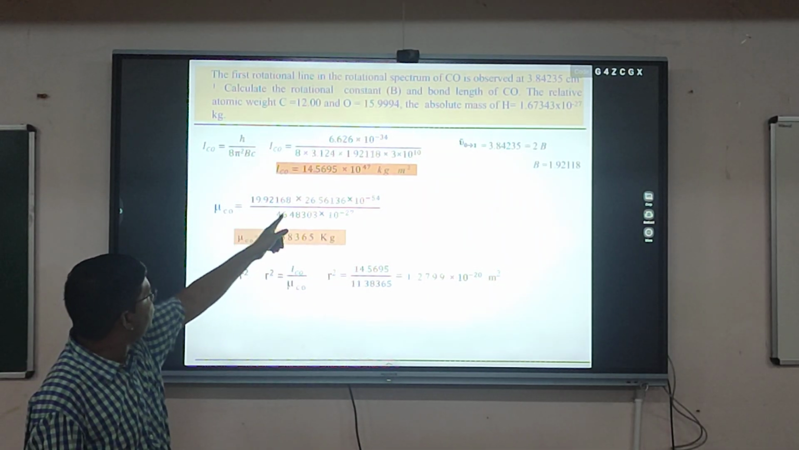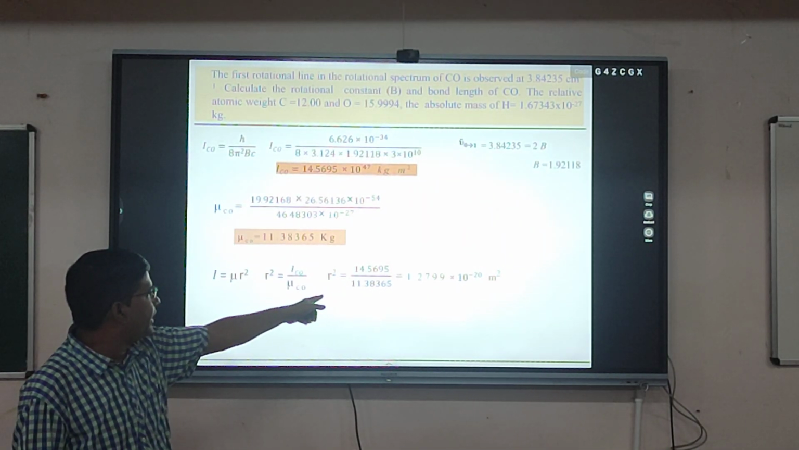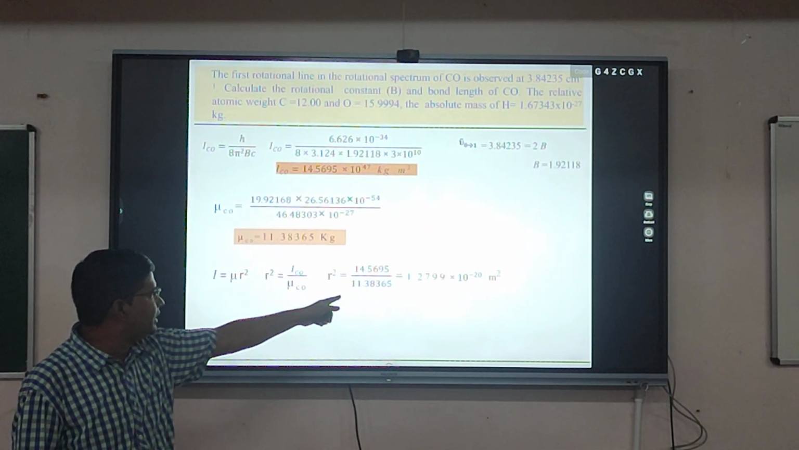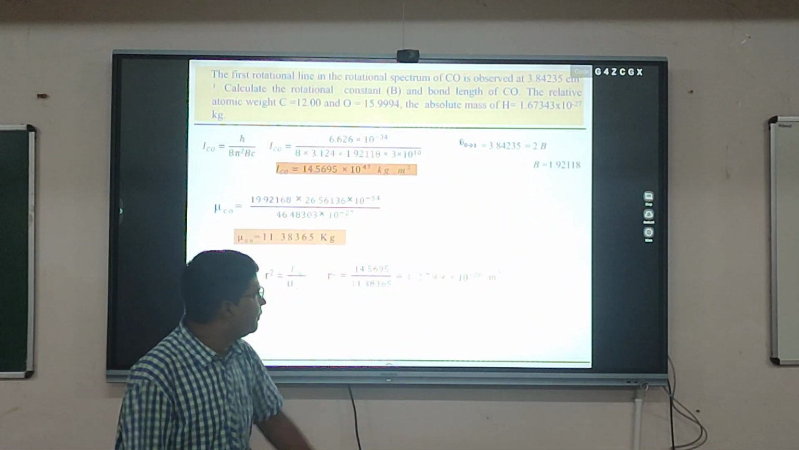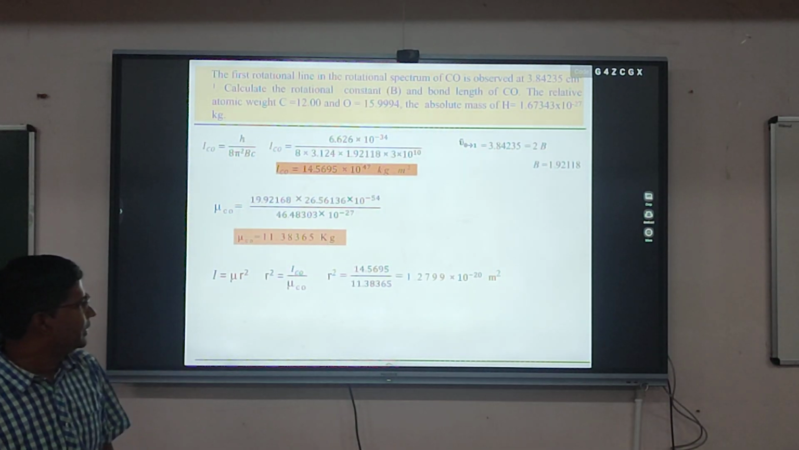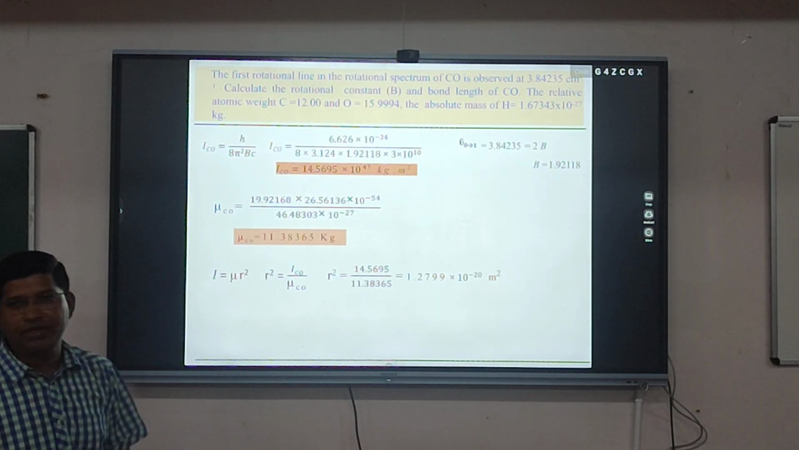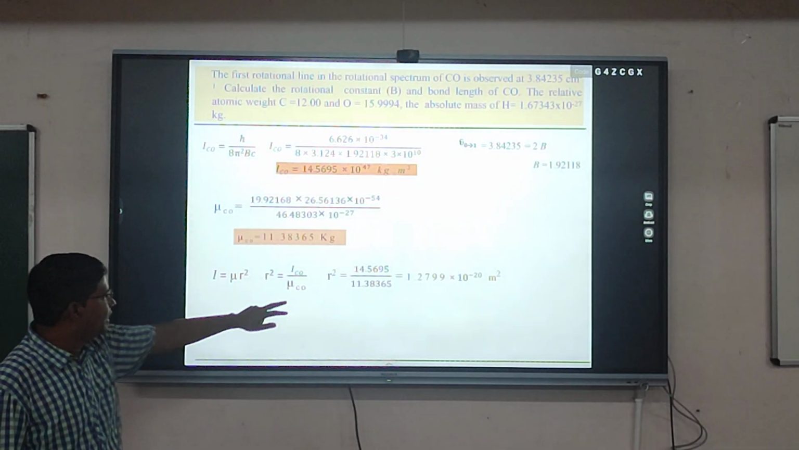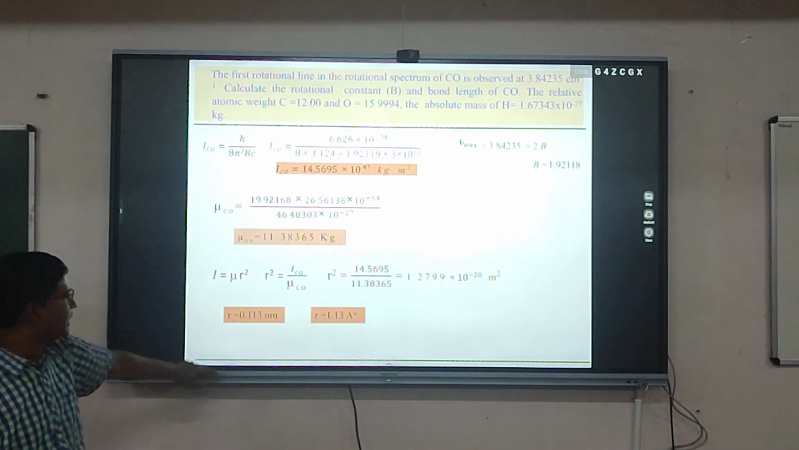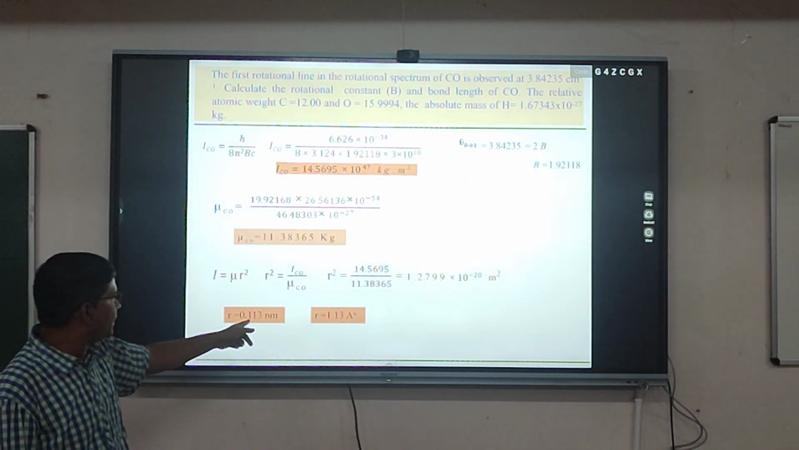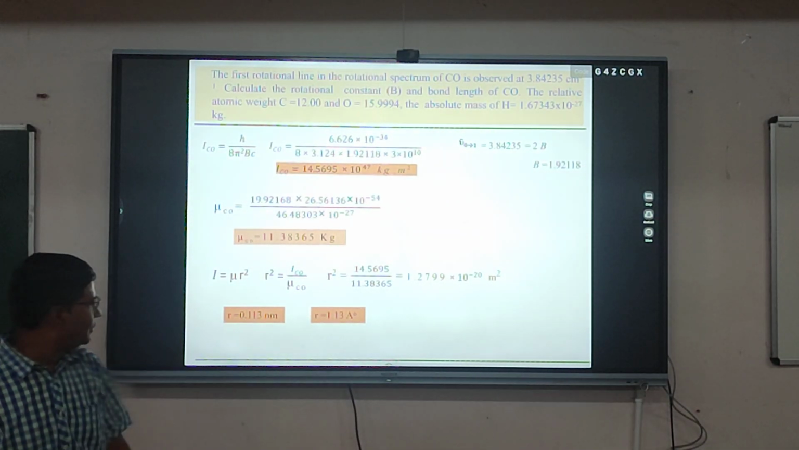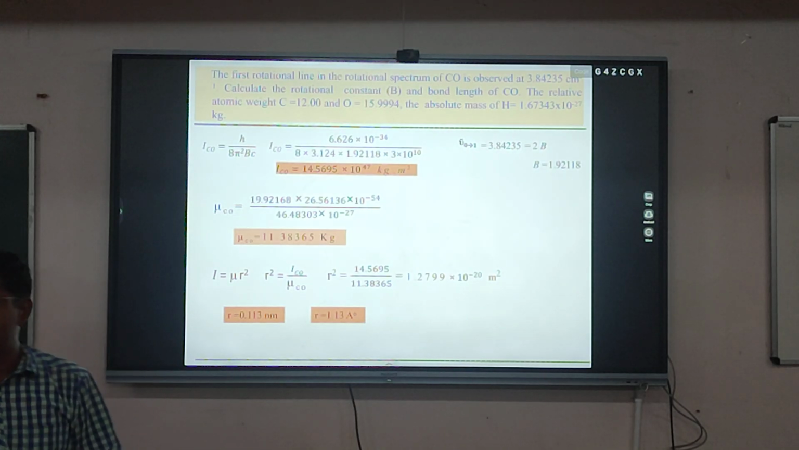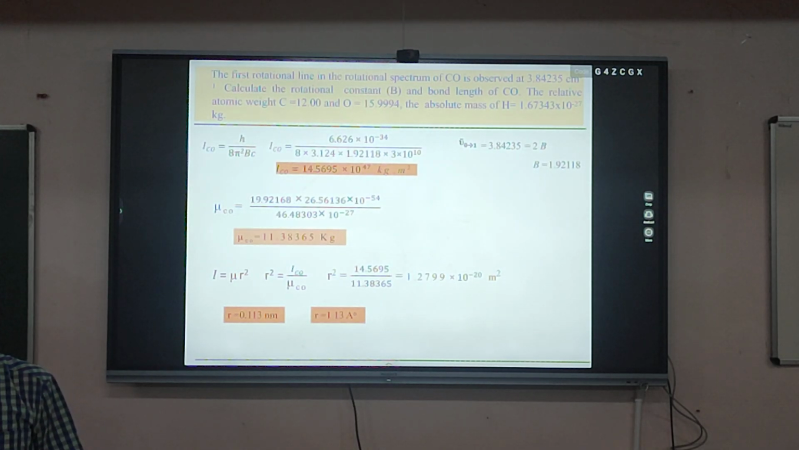Then 14.5695 divided by 11.365, it is coming 1.2799 × 10^-20 meter squared. Now we have to calculate r. r is coming around 0.113 × 10^-9, 10 to the power minus 9 meter.